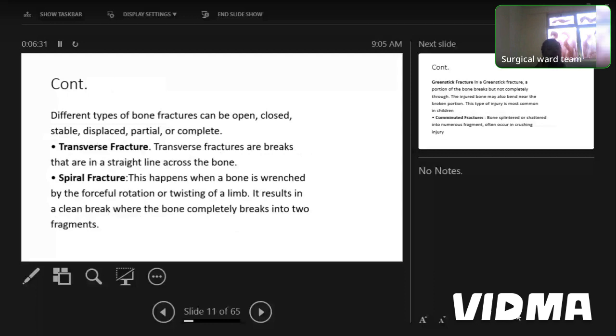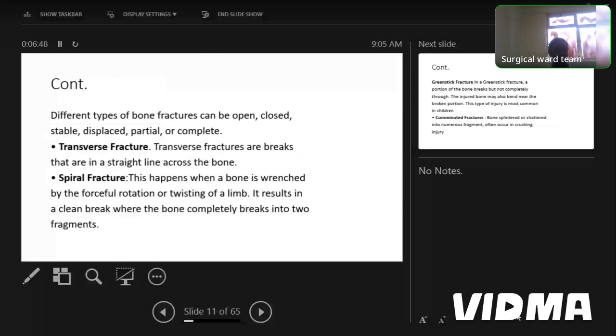Different types of fracture split into partial or complete, as we saw before. The other classification is the transverse fracture. A transverse fracture, as the name indicates, is a break in a straight line across the bone. It is straight across the bone.